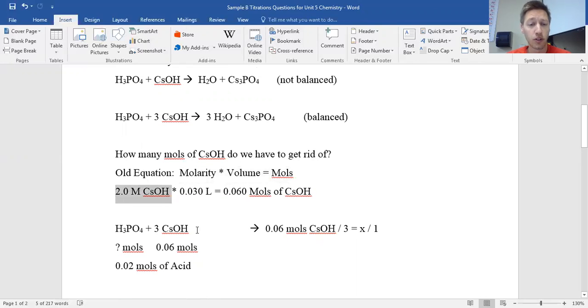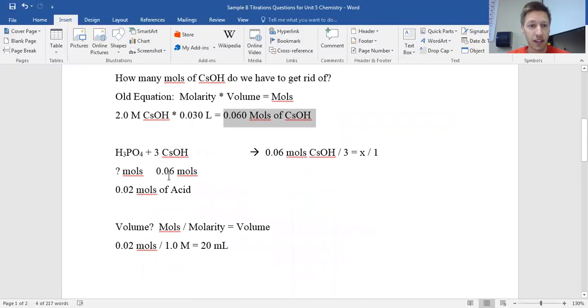If you have a 2 molar cesium hydroxide solution, I've converted the volume here to liters. So 30 milliliters is 0.03 liters. We have 0.06 moles of cesium hydroxide. And going back to our stoichiometry, if we have 0.06 moles of cesium hydroxide, and the balanced equation calls for 3, and this recipe calls for 1, we can cross multiply: 0.06 divided by 3 equals x over 1, where x would be how many moles of the phosphoric acid we need. Cross multiply, we get 0.02 moles of acid.